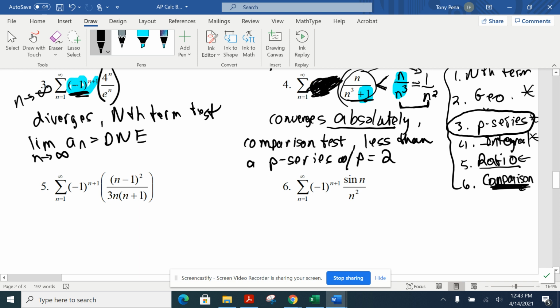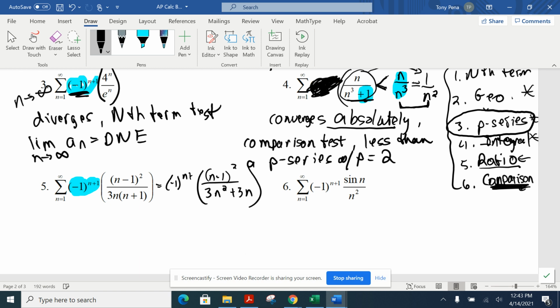Number 5, jump to this one. Alternates, so that's good. May want to clean this one up a little bit. We'll do a -1 to the n plus 1, and then keep the n minus 1 squared in the numerator. But then in your denominator, we get 3n squared plus 3n. We alternate, so that's this element here, definitely alternating.